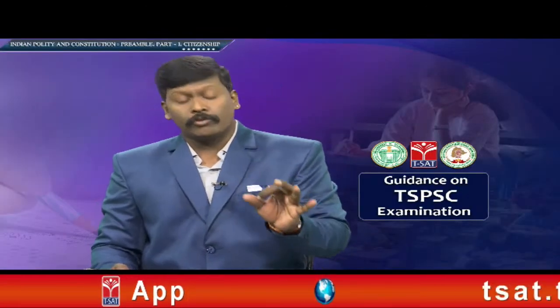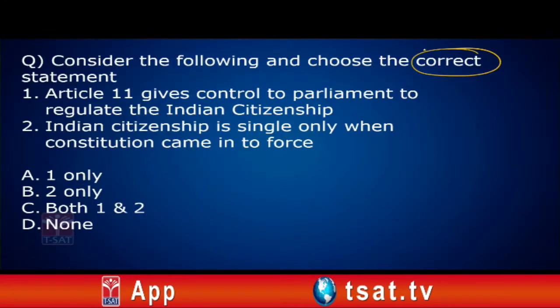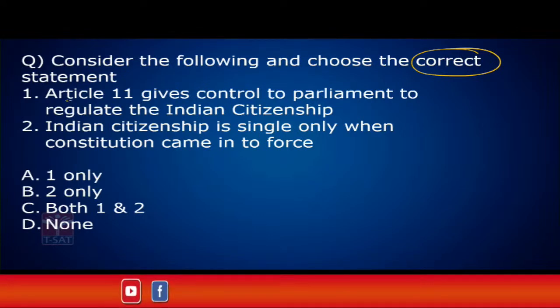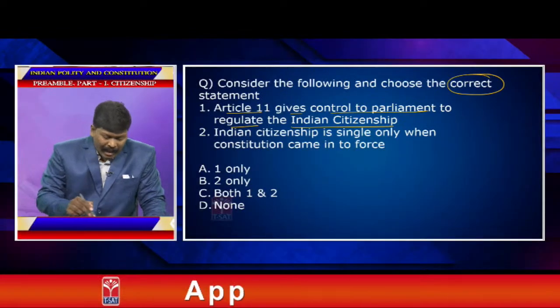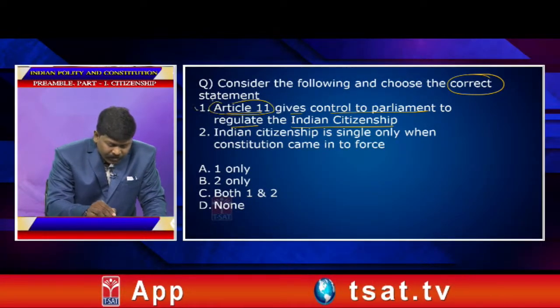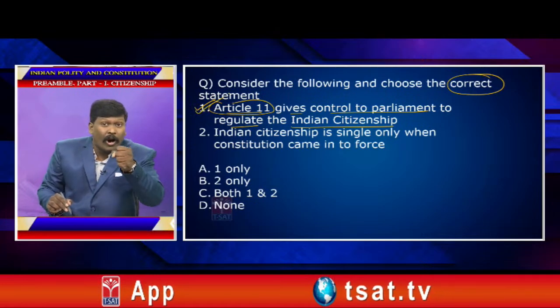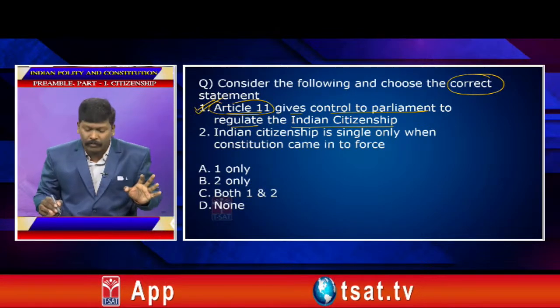Consider the following and choose the correct statement. This is linked to Indian citizenship. Article 11 gives control to the Parliament to regulate the Indian citizenship. Was this leaked? At the beginning only I told. According to Article 11 of the Constitution, Parliament has all the rights to regulate the Indian citizenship. So this is correct.